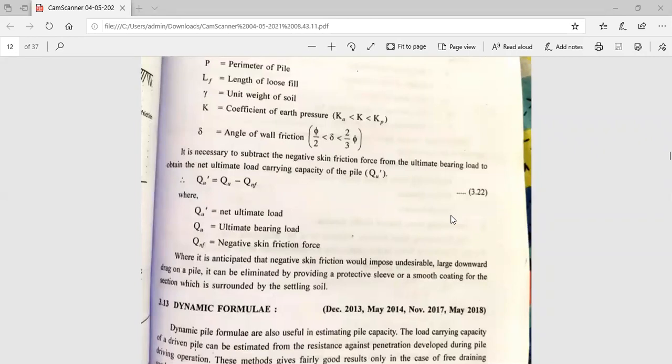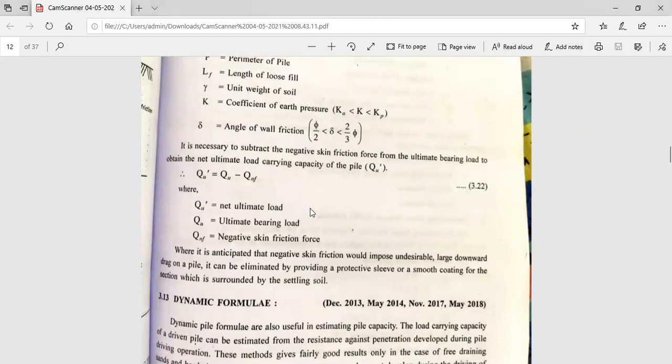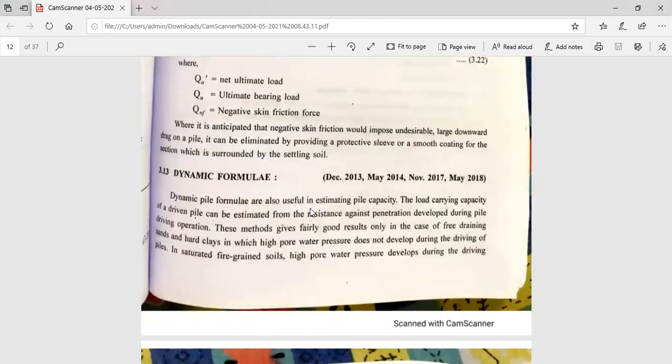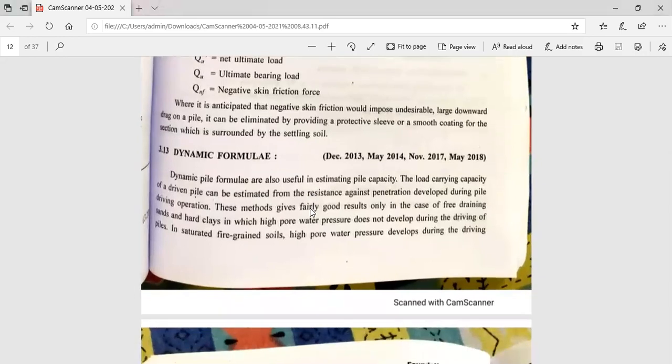Okay, so next we are moving on to the dynamic formula. The dynamic pile formula is also useful in estimating the pile capacity. The load carrying capacity of a driven pile can be estimated from the resistance against the penetration developed during the pile driving operation. These methods give fairly good results only in the case of free draining sand and hard clays, in which high pore water pressure does not develop during the driving of the piles.